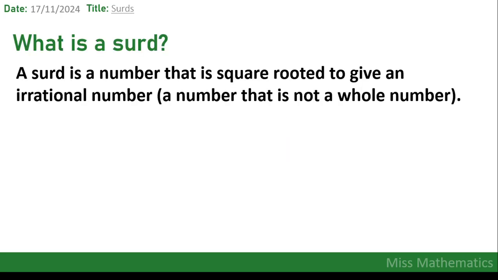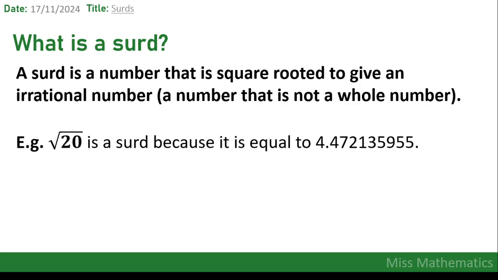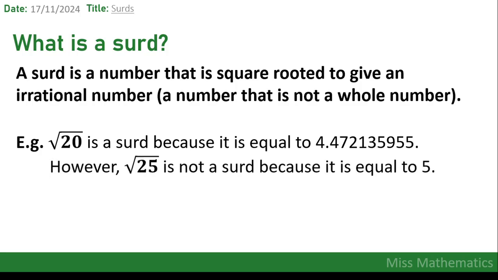So first, what is a surd? A surd is a number that is square rooted to give an irrational number. An irrational number is a number that's not a whole number. So for example, root 20 is a surd because it's equal to 4.47213595, etc. However, root 25 is not a surd because it's equal to a whole number. If you square root 25, you get 5. So that means root 25 is not a surd. But root 20 is a surd because when you square root 20, you don't get a whole number.